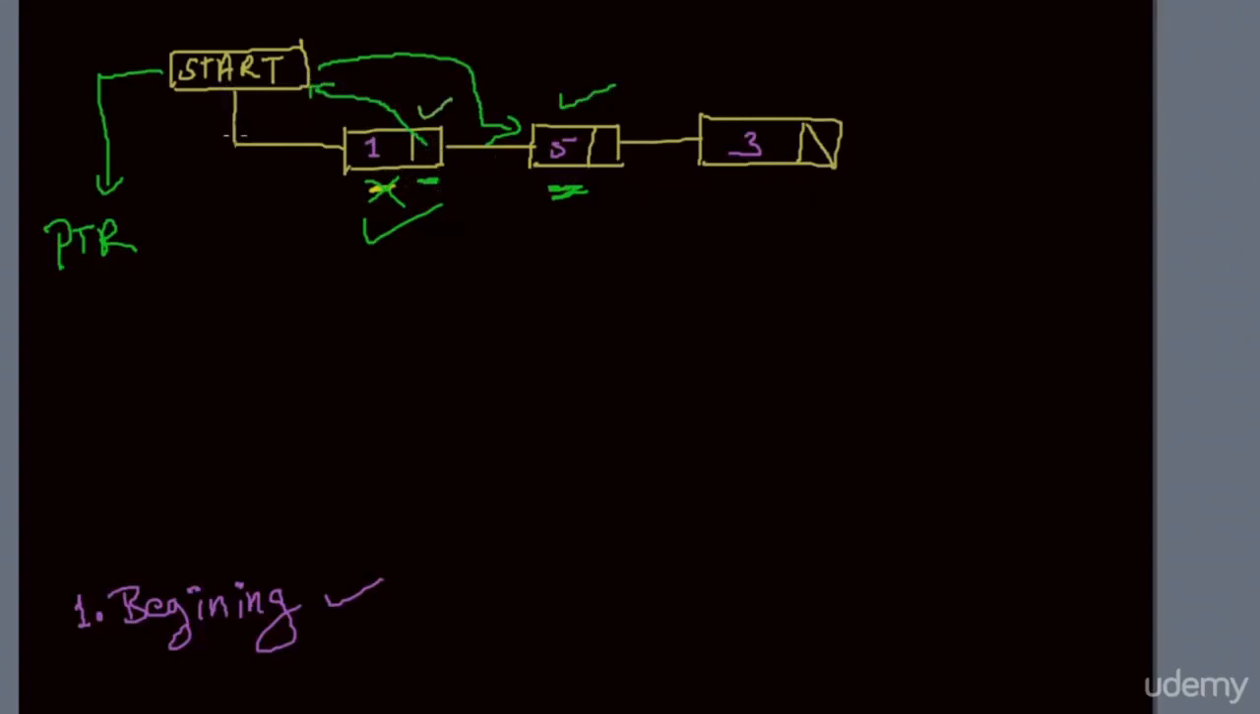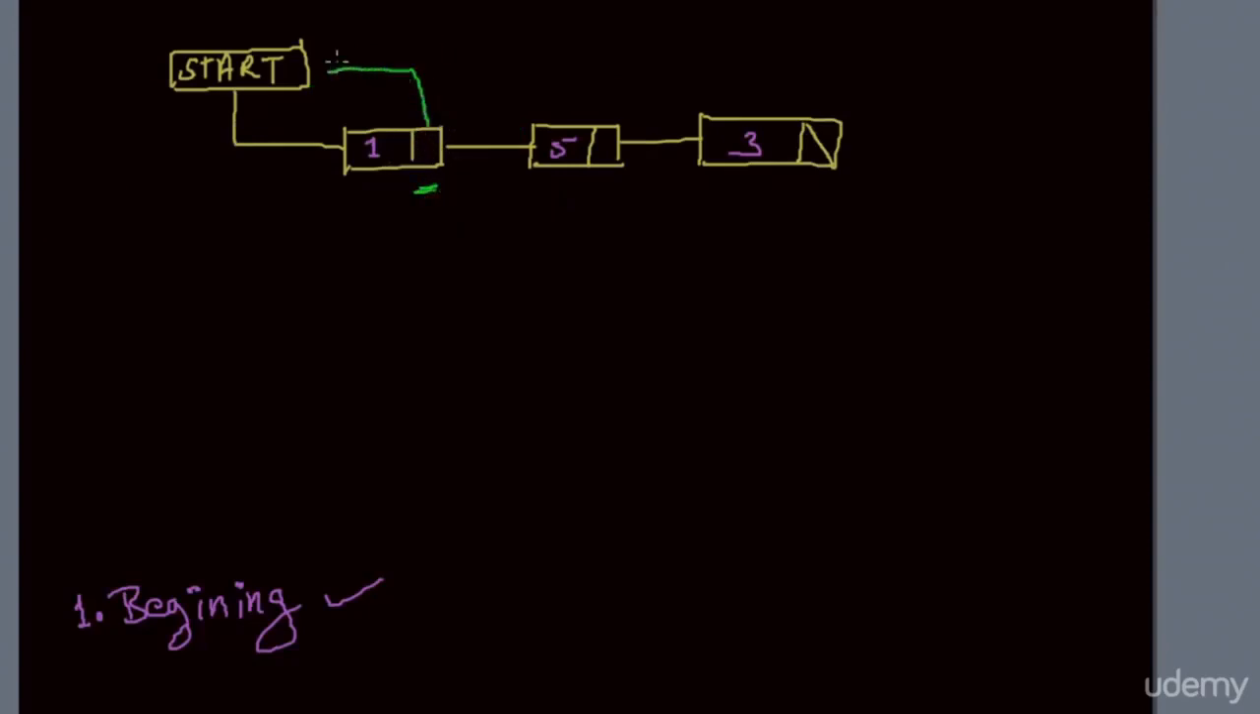Now what would be the result? Let me clarify. The result would be, if I copy the link part of the first node to start, the link part of the first node contains the address of the second, then obviously start will start pointing to the second node. I hope I have made myself clear. Alright, now how can we achieve this programmatically?